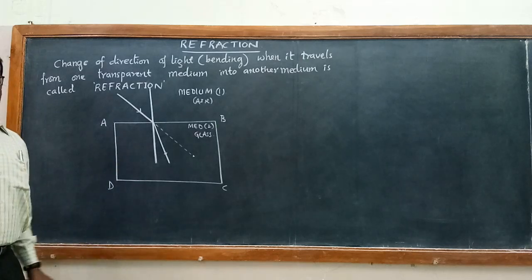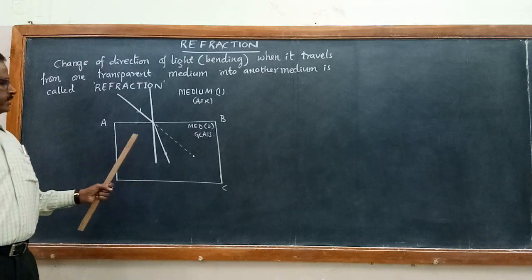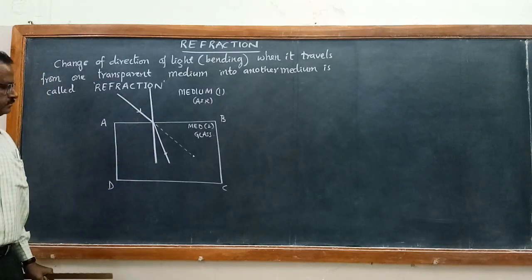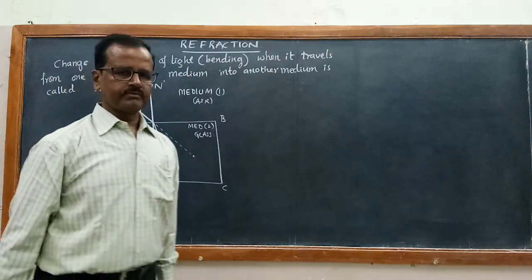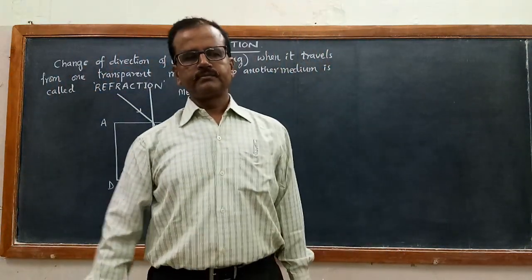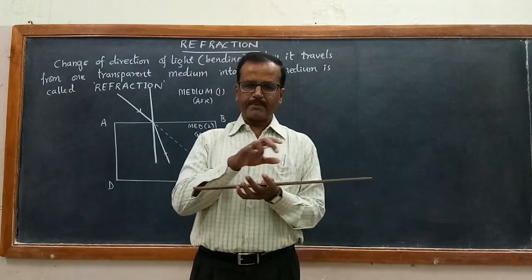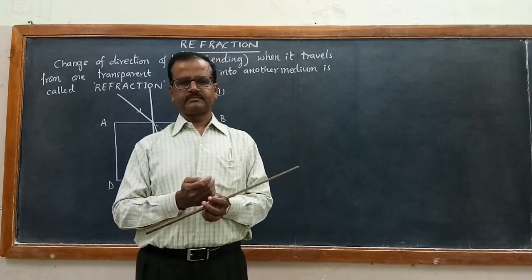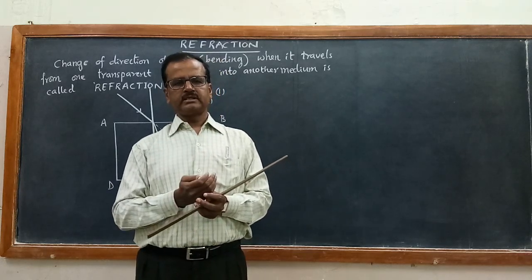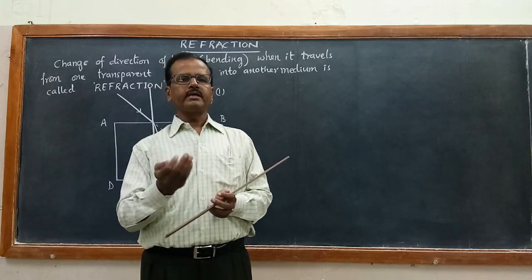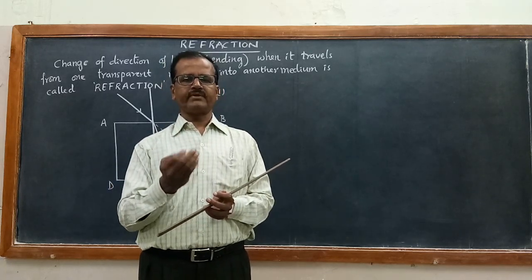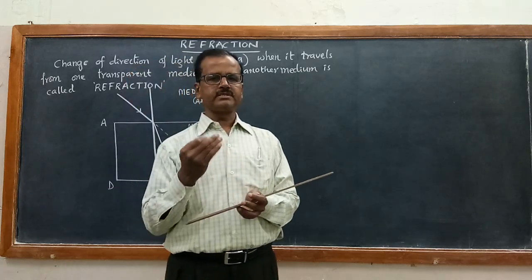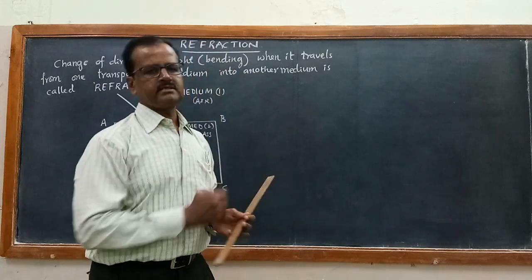Why does it change its path? The answer for this you will get once you learn the properties of this medium. And you might have also observed one more interesting thing. If you take a glass slab and keep it on printed matter, the printed matter appears to be raised. This is also due to refraction, change of path of light when it travels from glass slab into air. This is what we again term refraction.